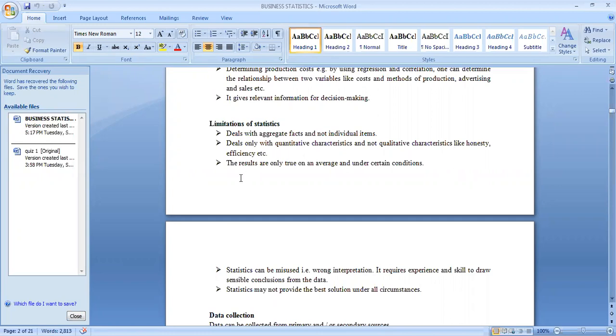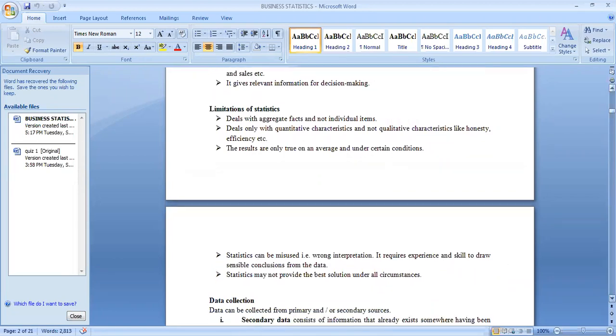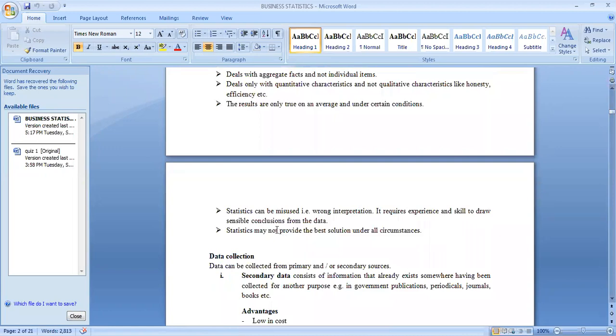Also, another limitation is that the results are only true on average under certain conditions. The other limitation is that statistics can be misused. If we don't do a very good collection, interpretation, and analysis, then we may make a wrong decision. Statistics may not provide the best solution under all circumstances. In certain circumstances, statistics cannot be applied because of the nature of the situation.